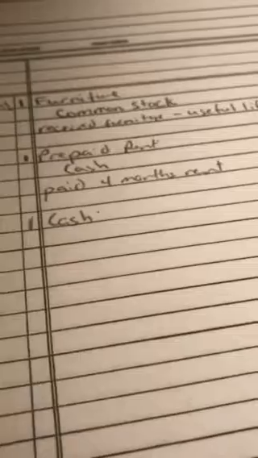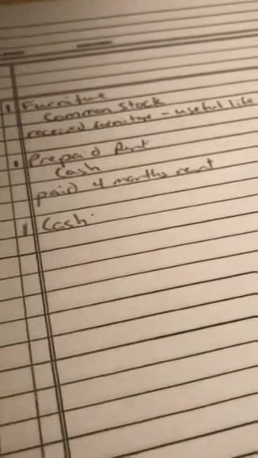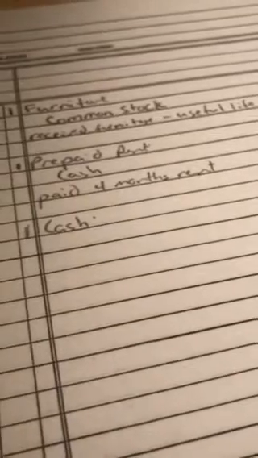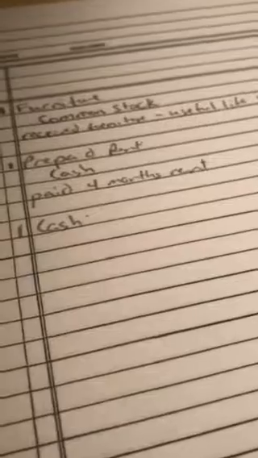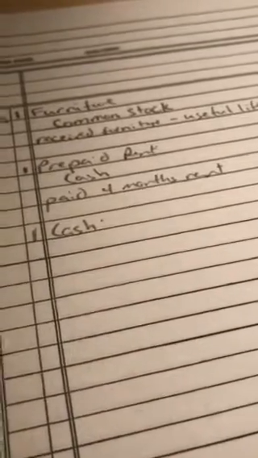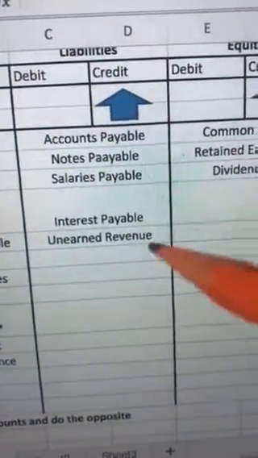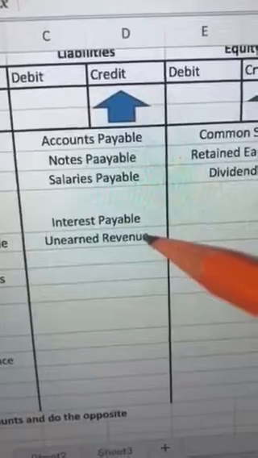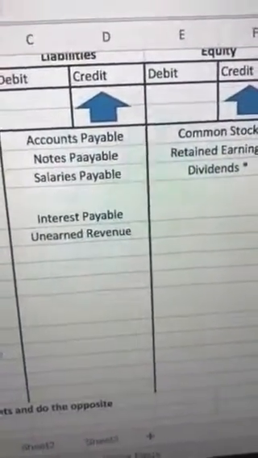Similar to the prepaid rent, we can cancel the prepaid rent at any time and get money back. They can cancel the service contract at any time, and then we would owe them money. Whenever we owe money to anybody, it's a liability. So we're going to look for our liabilities under our chart of accounts. And the one liability that makes sense is unearned revenue, because it's money that we owe somebody service.